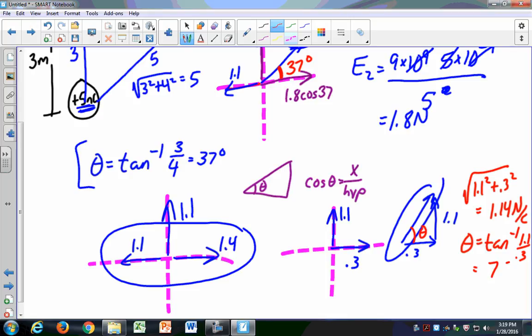75 degrees? Does that make sense? That sort of makes sense, yeah, because the opposite side is a lot bigger than the adjacent side, so this angle should be bigger than 45, because this is bigger than this. Is that right?